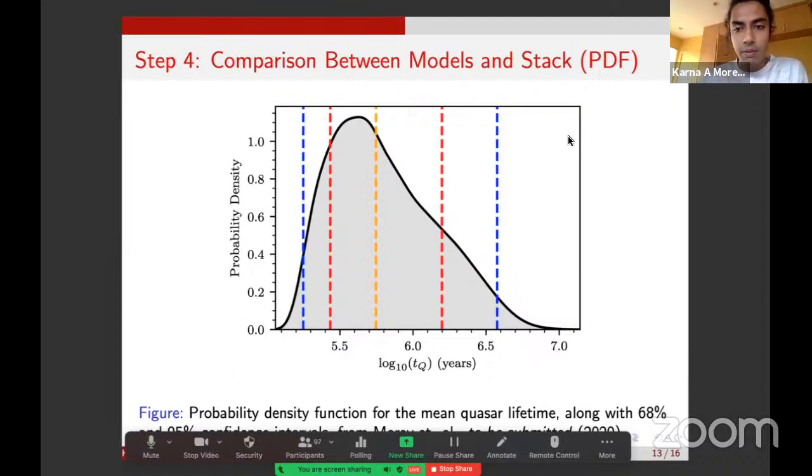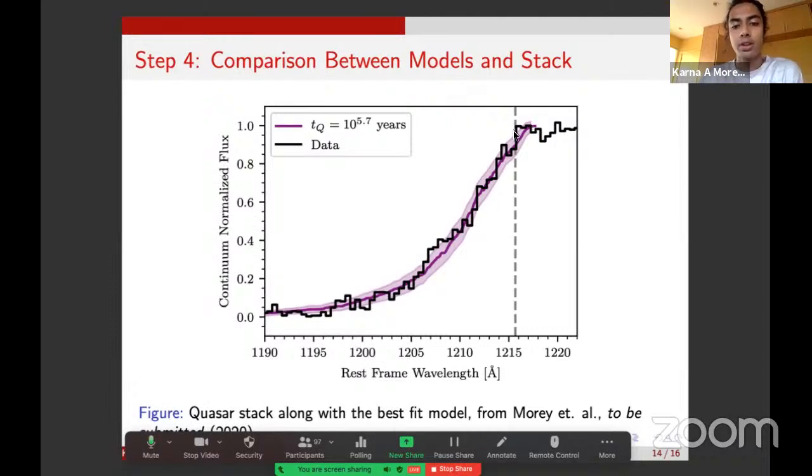And so here's also a plot of the comparison between the data and the models. So in purple is the mean model from all the mock stacks, along with the one sigma uncertainty on it, which is basically the diagonal of the covariance. And so you can see it fits the data fairly well. And so this is basically a measurement of the effective lifetime of these 15 quasars at redshift six, but it's an effective lifetime because really in our analysis, we're assuming that all the quasars have the exact same lifetime.